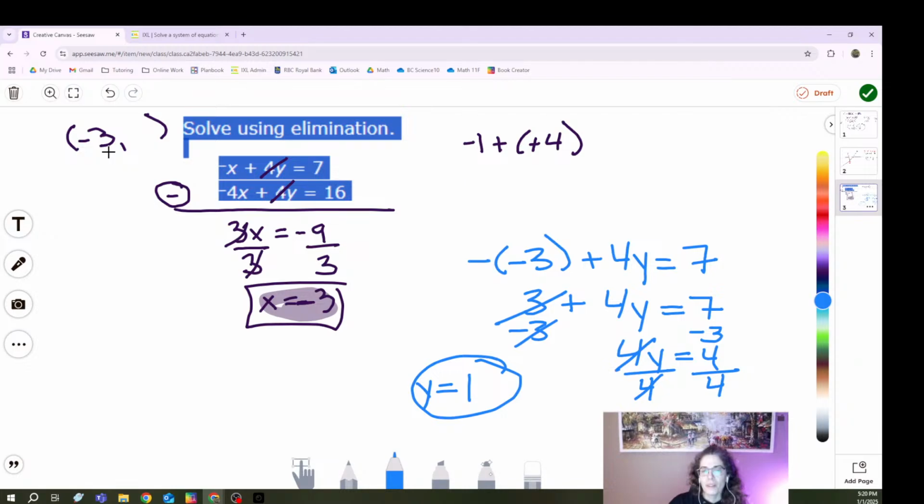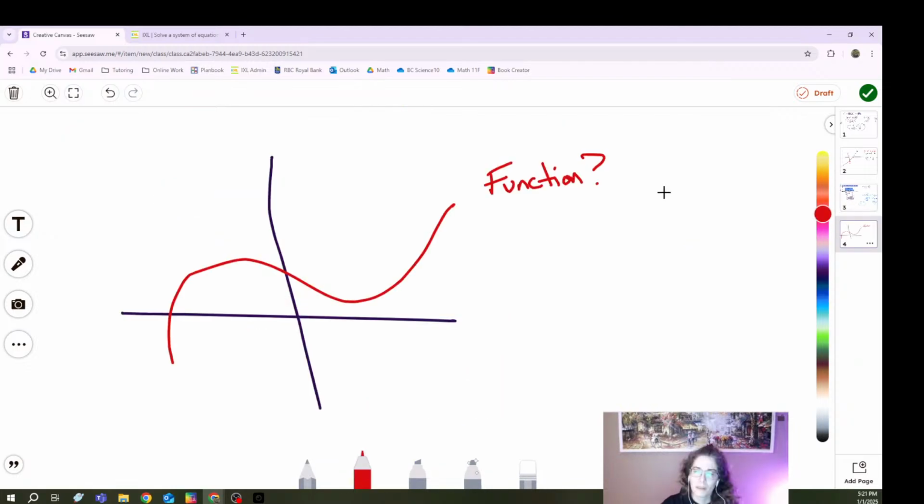Is that a function? Yay or nay? You don't think it's a function? Talk to me about a function. What is a function? Well, if it goes through two lines, you're talking about like if I had a vertical line? You kind of have the right idea.